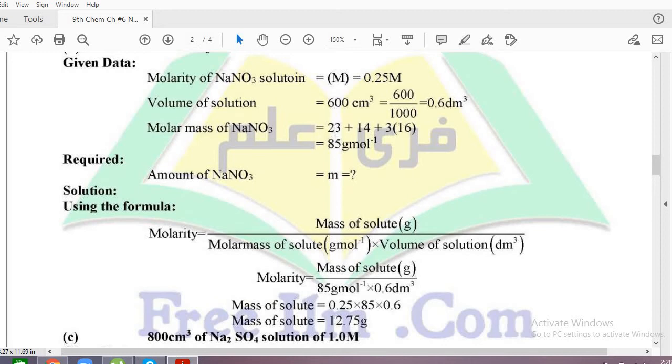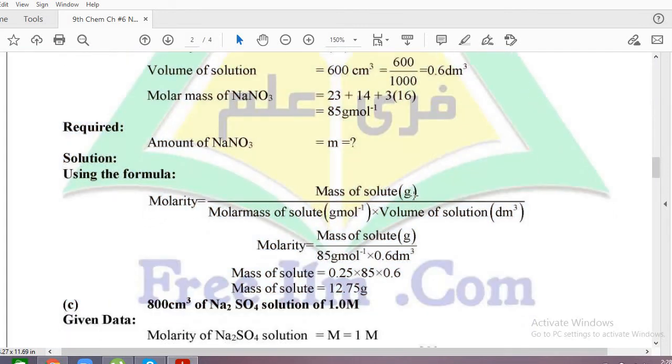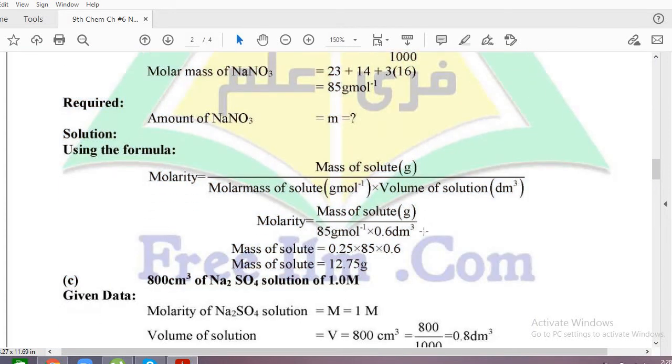Sodium is 23. It's given in the question. If not, then you must remember it. Nitrogen is 14 and oxygen is 16. As there are 3 atoms of oxygen, we are going to multiply it with 3. So the answer comes out to be 85. So we are going to multiply 85 with the volume, again converting centimeter cube to dm cube, so 0.6, and the answer will be 12.75 grams.